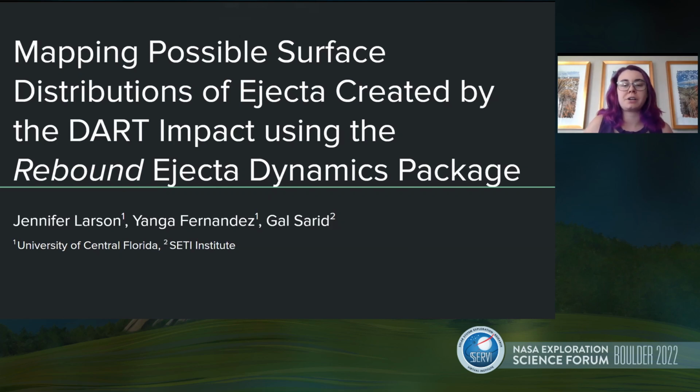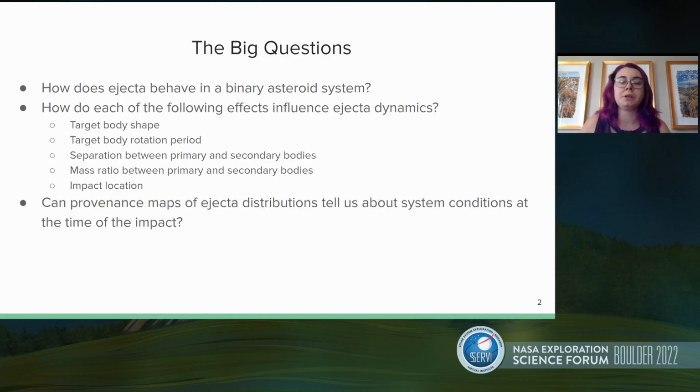All right, so I am going to revise my title a little bit here. Yes, I am mapping possible surface distributions, but it's going to be created by a DART-like impact. And essentially, I'll be looking at ejecta distributions in binary asteroid systems so that we can look more closely at the conditions of that system during the actual impact.